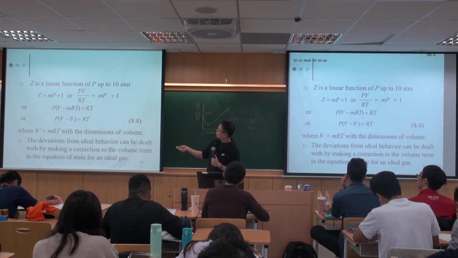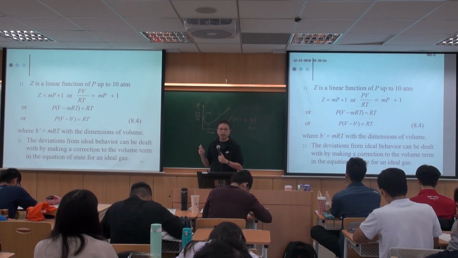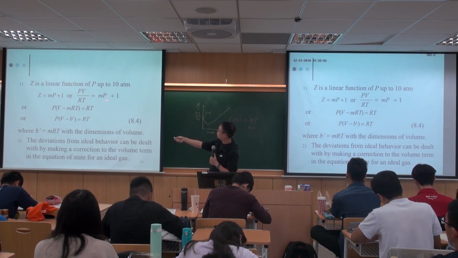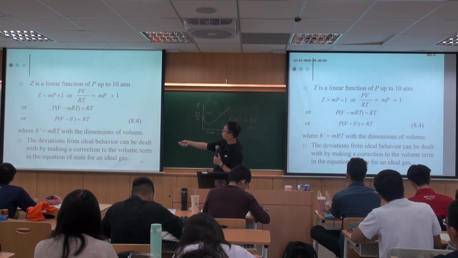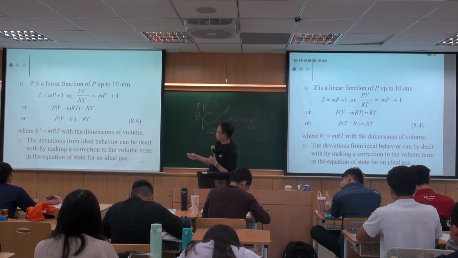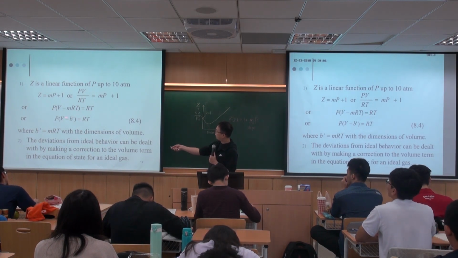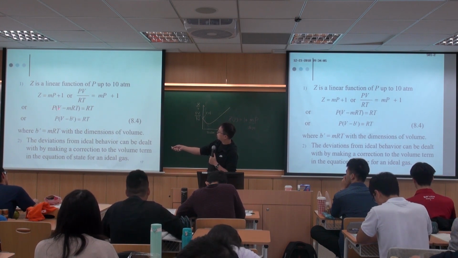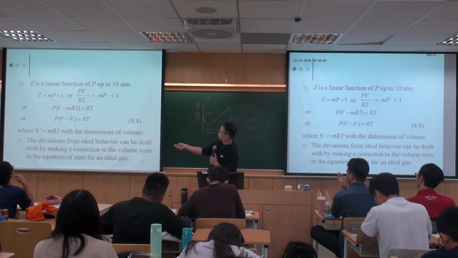So if you have this expression, then you can rewrite the gas law, right? Because we know that now PV over RT is not 1, it's a function of pressure. So if you move the terms around, it turns out that you'll have this expression like this. Or you can say P times (V minus MRT) equals RT.